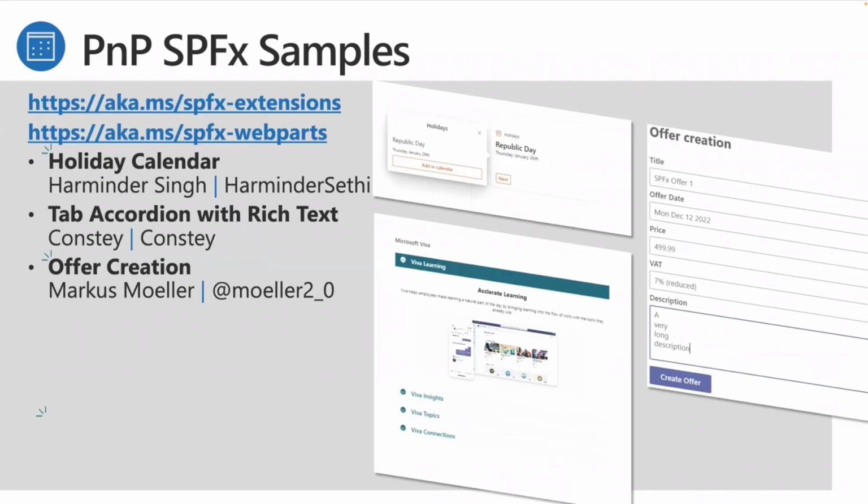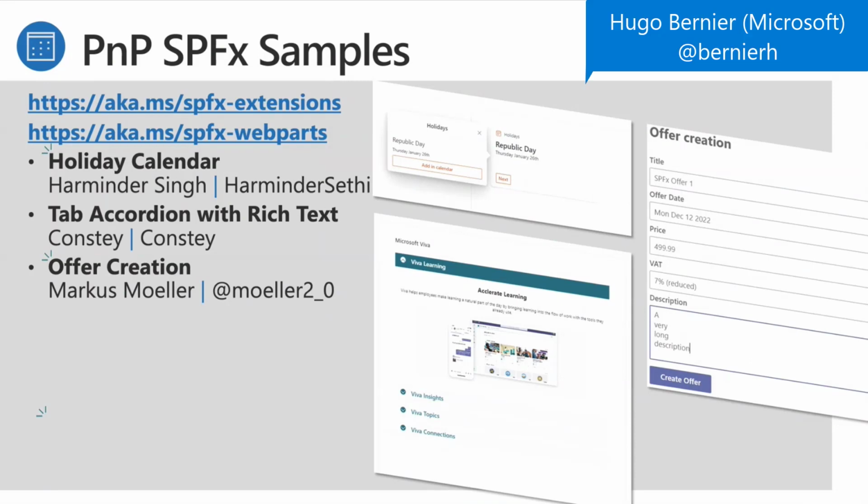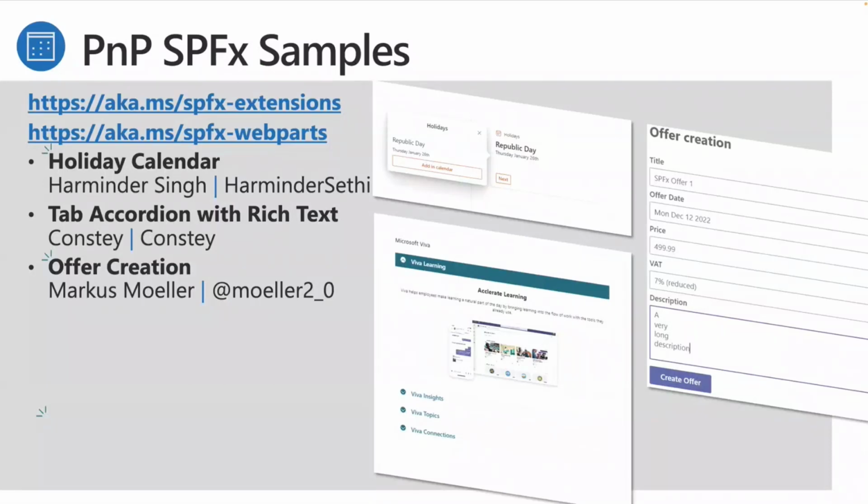Moving on, PnP SPFx samples. So Hugo. We have, thank you. We have new samples from new contributors. We have a new holiday calendar by Harminder Singh. That's his first sample. It allows you to show holidays for a location, and it picks up the location from the user's office location. We have an update by Consti for the tab accordion with rich text, where he fixed some clicking issues and added German localization.